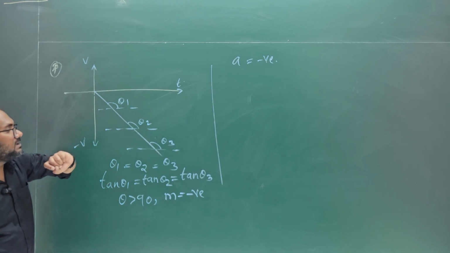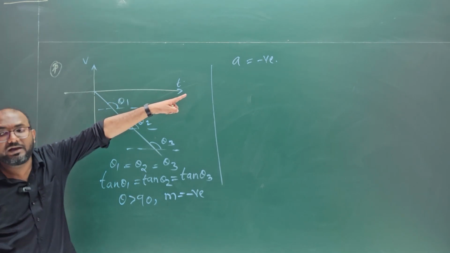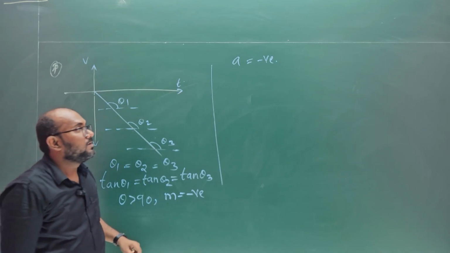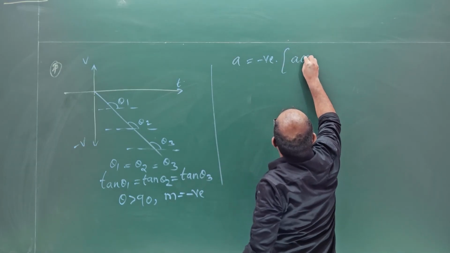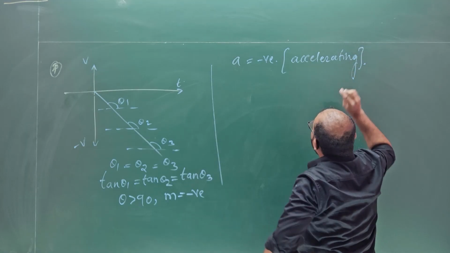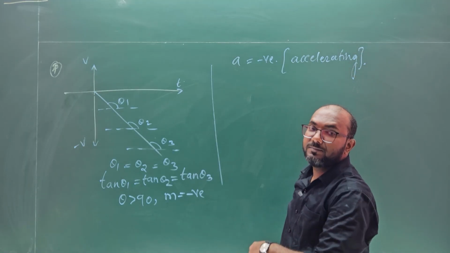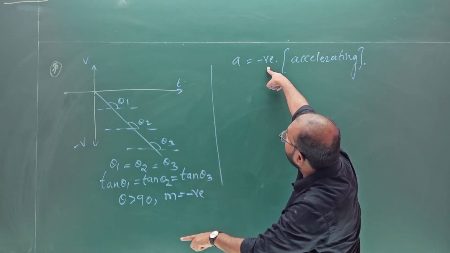Here the velocity is increasing, but it is increasing in the negative direction, and acceleration is also in the negative direction. Can I say retarding? No, accelerating. So this a is negative, yes, but this one is accelerating. Okay, now where is the direction of v? Toward the negative side. If the object is going toward the negative side, acceleration is also towards the negative side.